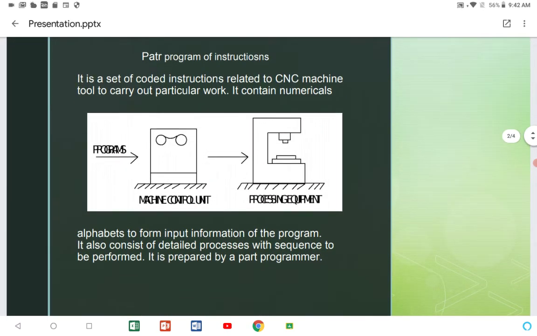As you are seeing in the diagram in the slide, the three parts start initially. The input is here: the programs, whatever coded information regarding components is in the form of a program. It is written in the program. That program is fed to the machine control unit, and the machine control unit processes and converts it, and passes it on to the third, that is the machine tool or processing equipment.